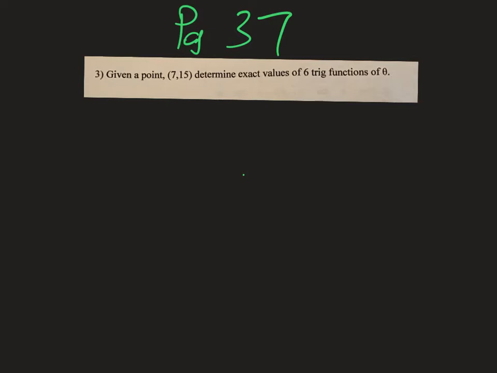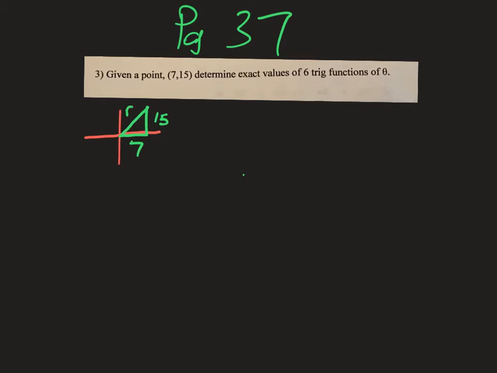All right, so number 3 says, given a point (7, 15), determine the exact values of the 6 trig functions of theta. Whenever I see problems like this, I like to start by drawing my diagram first. So here is my coordinate plane. (7, 15) looks to be in quadrant 1, 7 units over, 15 units up. And we're going to need to solve for r.